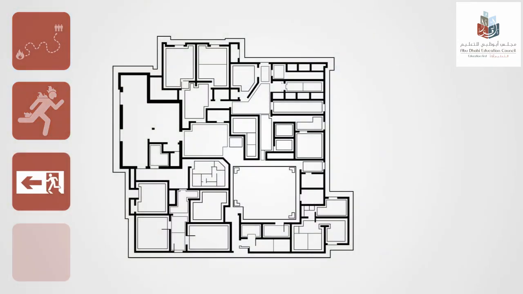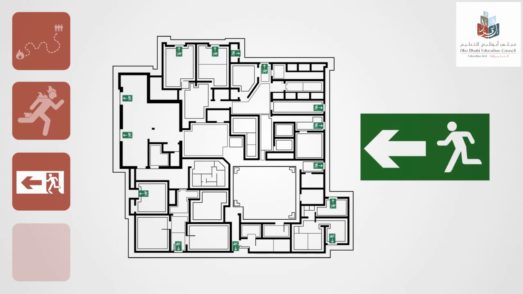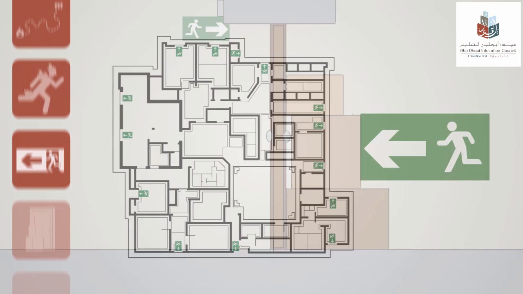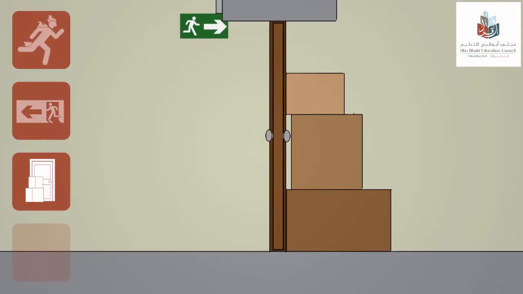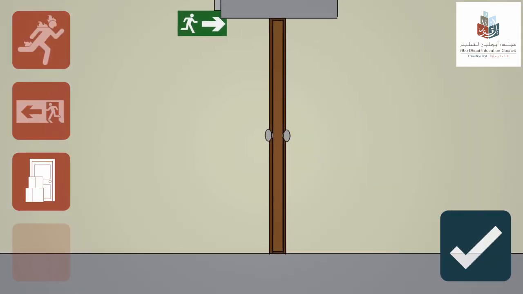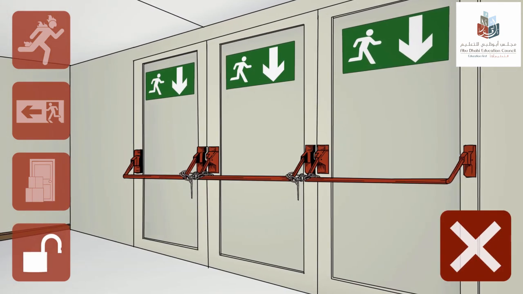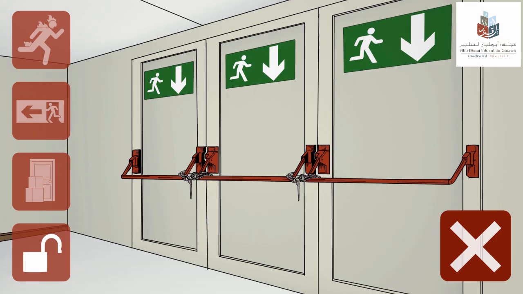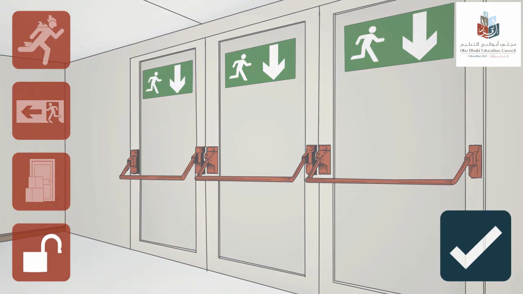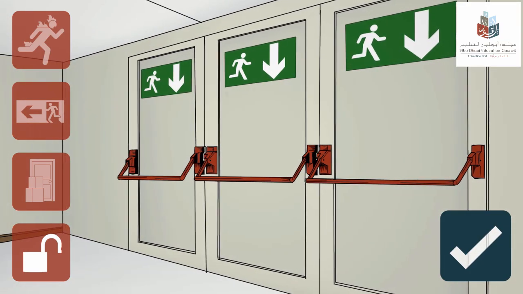There must be sufficient emergency exits in schools which are located at regular intervals. These areas must be kept clear and free from obstructions at all times. Exit doors must be constructed of fireproof materials and be kept unlocked at all times while students are in school.